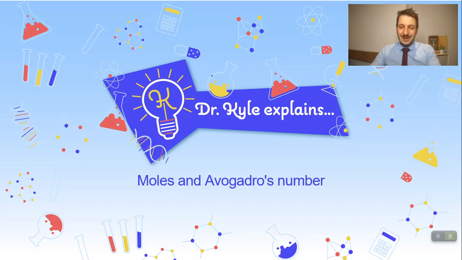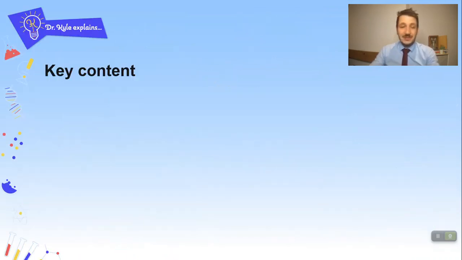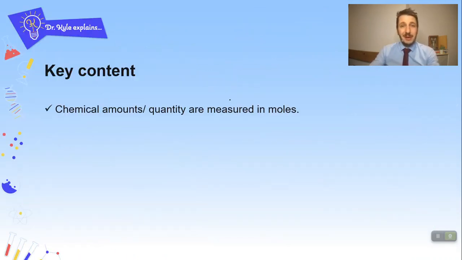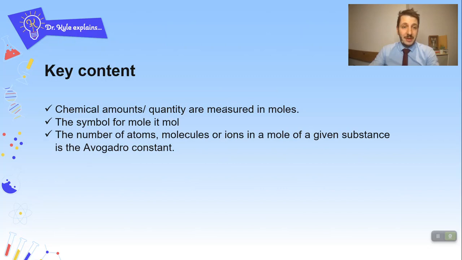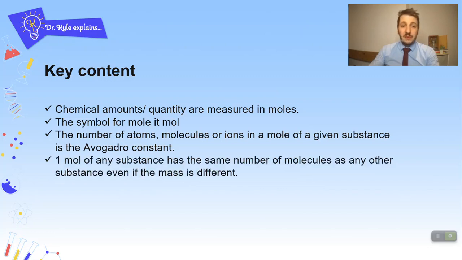Okay, so some key content first of all. Chemical amounts or quantities are measured in moles. The symbol for mole is mol. The number of atoms or molecules or ions in a mole of a given substance is the same as the Avogadro's constant. 1 mole of any substance has the same number of molecules as any other substance, even if the mass is different.